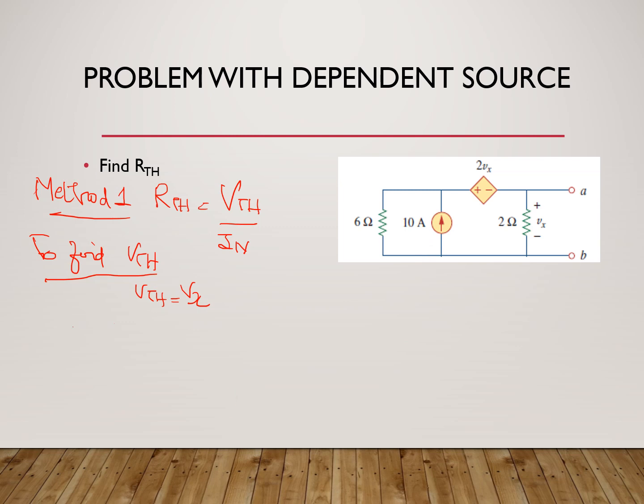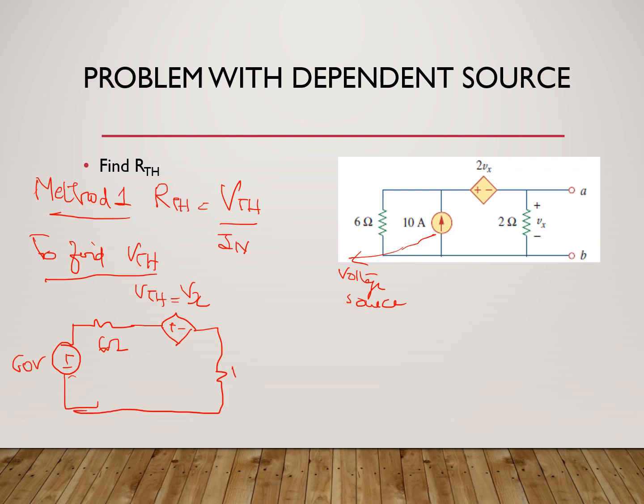60 volt in series with the 6 ohm. This is the conversion of the 10 ampere current source to a voltage source. So this makes the circuit a simple series circuit where this is Vx, this is the 2 ohm, and these are the terminals AB. So this is my voltage VTH, and we already know that VTH is Vx.